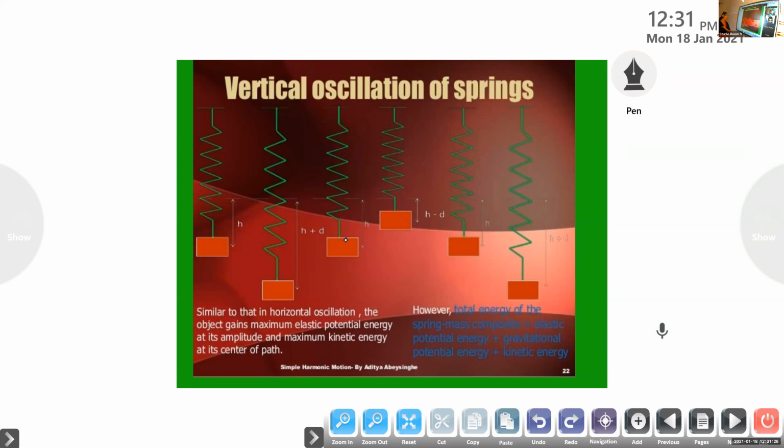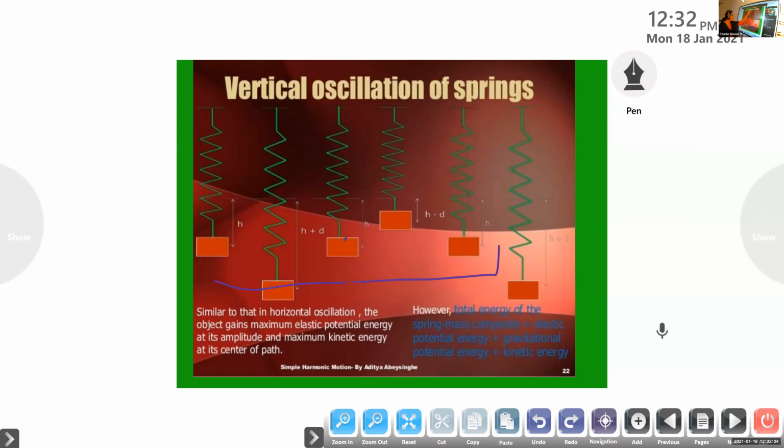Similar to the horizontal oscillation, the object gains maximum elastic potential energy and maximum kinetic energy. Thus, in this case also, the total energy of the system obeys the conservation law of energy. That is the only thing it is telling you. So this is the equilibrium position. They are at rest with maximum potential energy, kinetic energy increases, and then it goes back, compresses, comes back to the equilibrium position, then again starts the next oscillation.